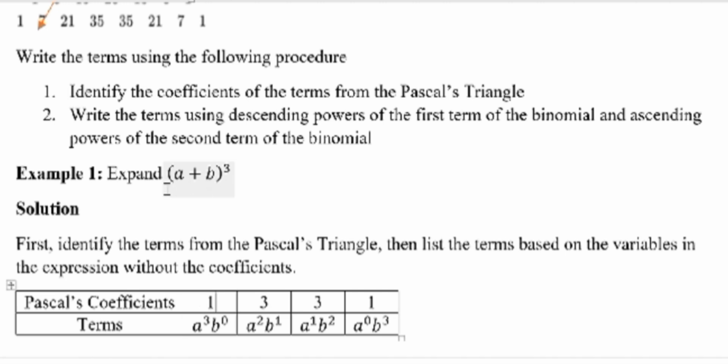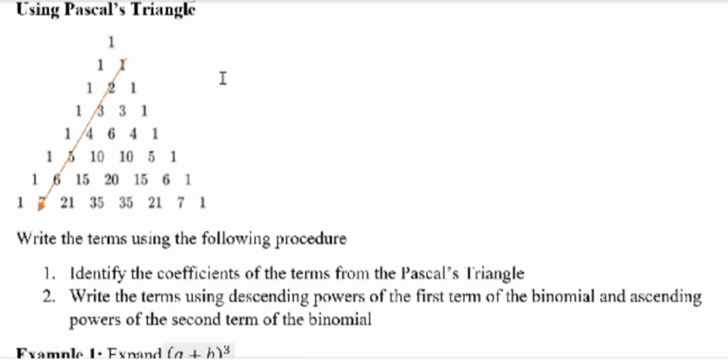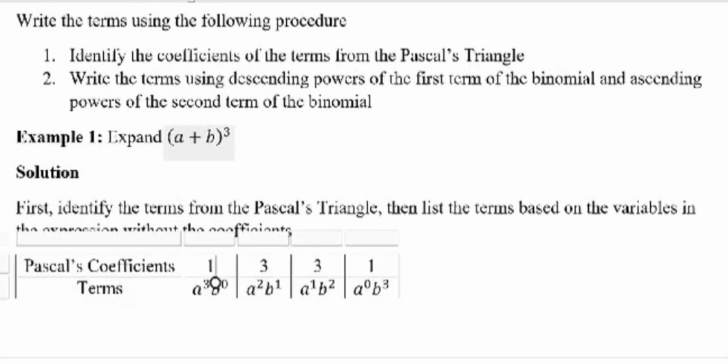Now, we are expanding a plus b cubed, in other words, raised to power 3. So we come up here to our binomial, and look for where 3 is along this line. 3 is here, meaning the coefficients are 1, 3, 3, and 1. So that's where I've got my 1, 3, 3, and 1.